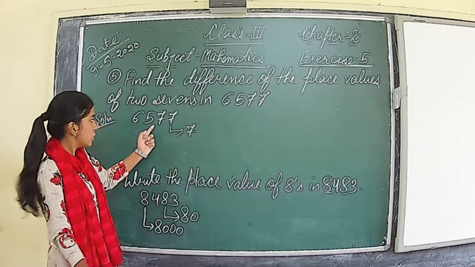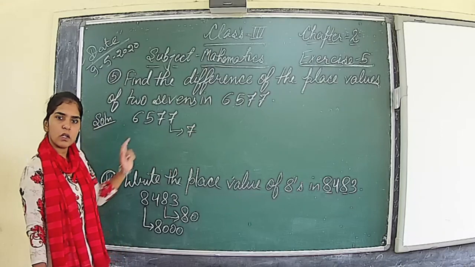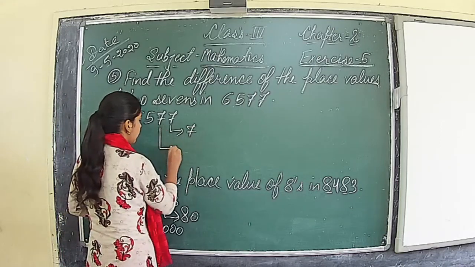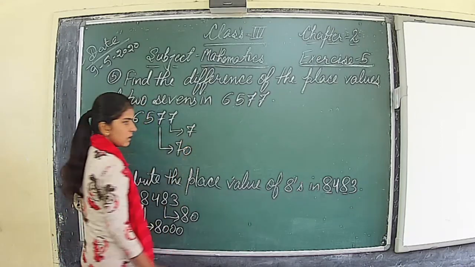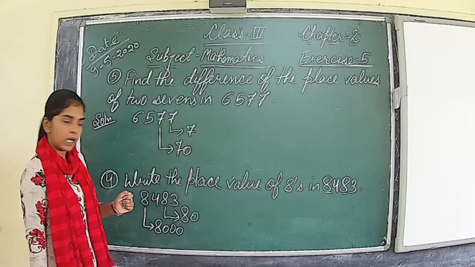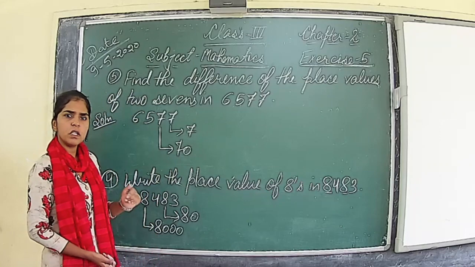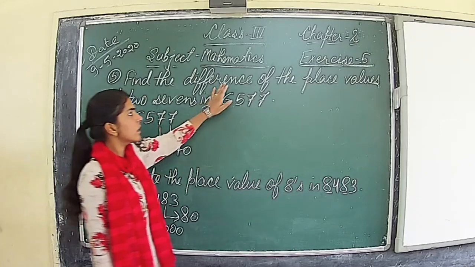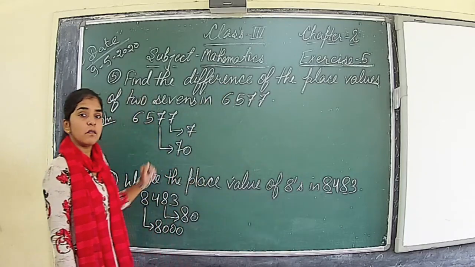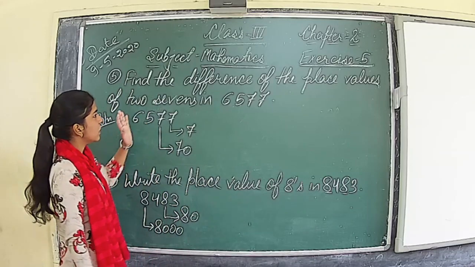Next 7. What is the place value of this 7? Place value of this 7 is 70, right? Place value of this 7 is 70. Now what we need to do? We need to find the difference between the place values of these two sevens.